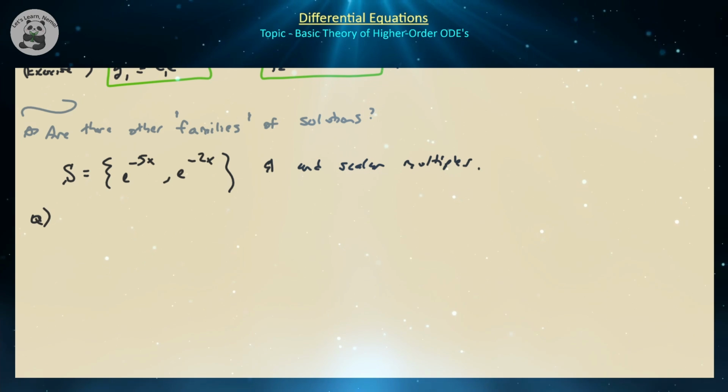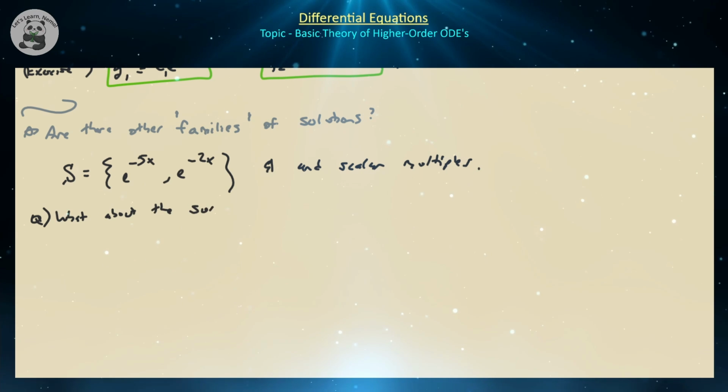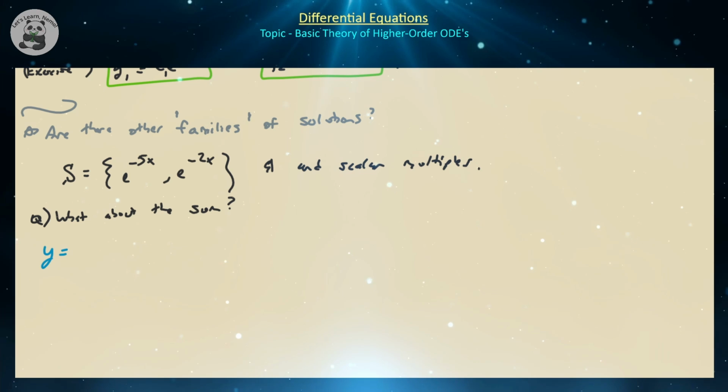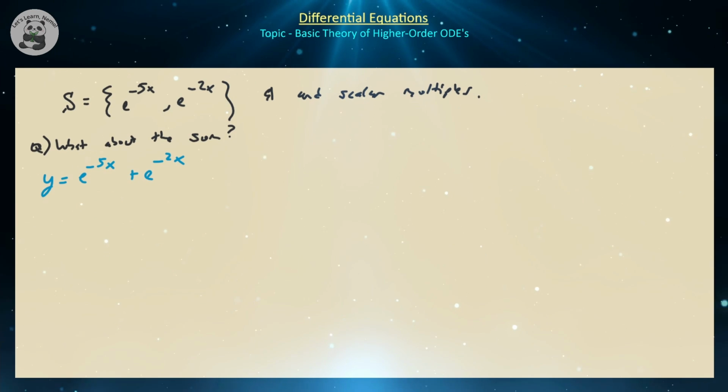So, one question that I do want to answer is the following. What about the sum of these equations? So when I say the sum, I mean y is equal to e to the minus 5x plus e to the minus 2x. Is this a solution to this differential equation? Yes or no? So what I want to do is I actually want to verify that this actually is a solution.